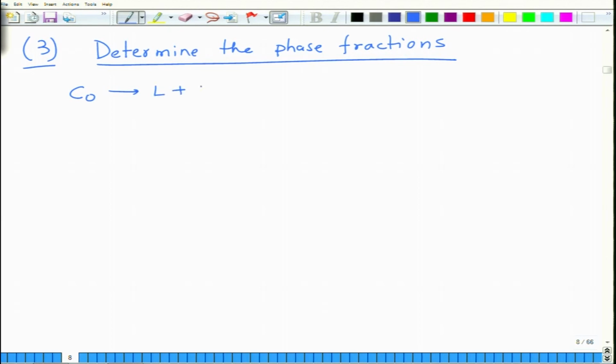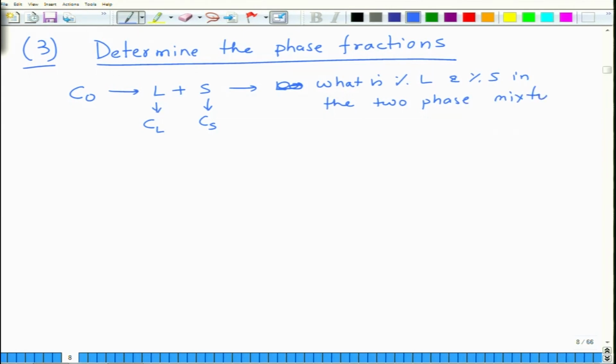let us say liquid plus solid, I know that the liquid is of composition Cl and the solid is of composition Cs, but then what is the percentage liquid and percentage solid in the two phase mixture? And this we are talking about in weight percent. Okay. In most cases we are looking at the phase diagram by depicting the weight percent of solute as well as the weight percent of the phases.